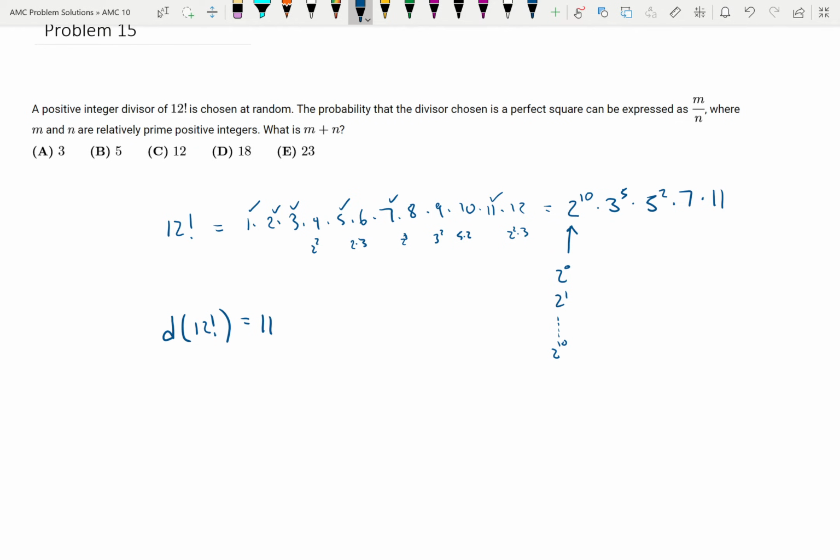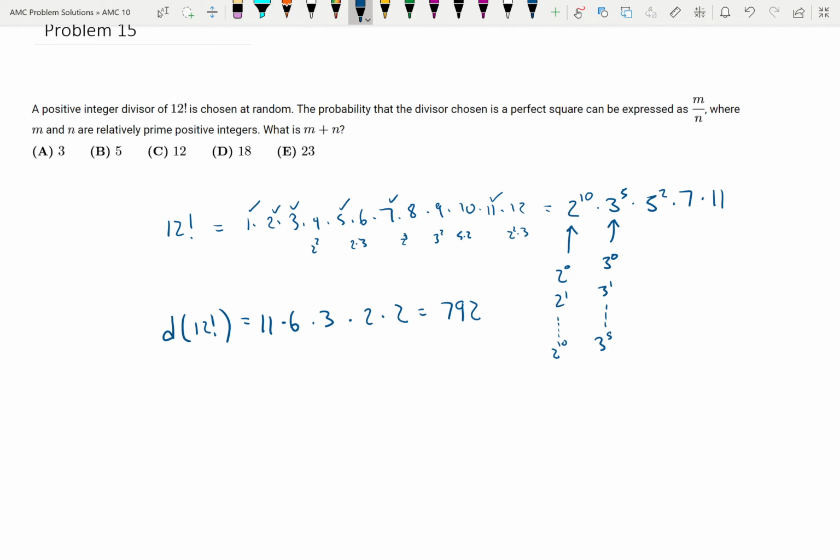So first we've got 11, and we'll do the same thing for 3. We could have 3 to the 0, we could have 3 to the 1, all the way to 3 to the 5th. So there are 6 options there, and we keep doing this, and it comes out to times 3, then times 2, times 2. And that equals 792.